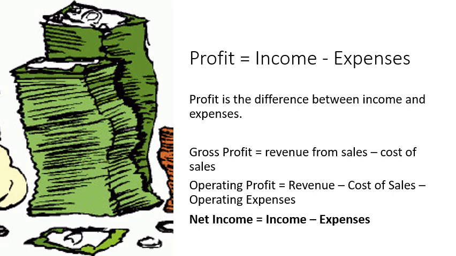So the three concepts are gross profit, which is your direct sales minus variable costs; your operating profit, which is your revenue minus the cost of sales minus operating expenses, so it's revenue minus fixed costs minus variable costs; and the net income, which is all of your income minus all of your expenses.